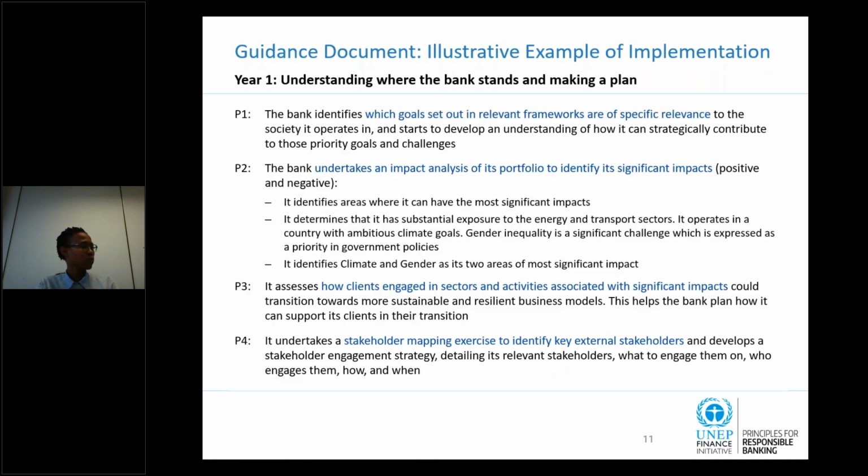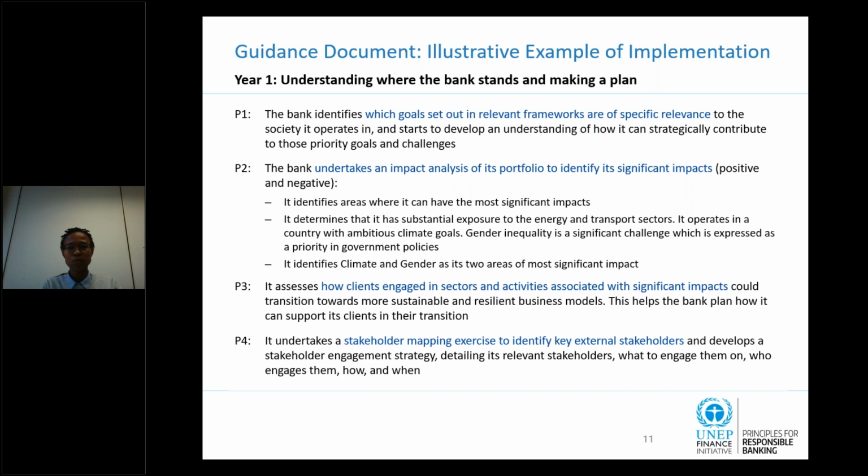And the first year is all about learning and understanding. It's about where you are in terms of implementation, or what your bank is currently doing, and it's fundamentally about planning for the future. So when we look at the illustrative example, we look at kinds of activities per principle.